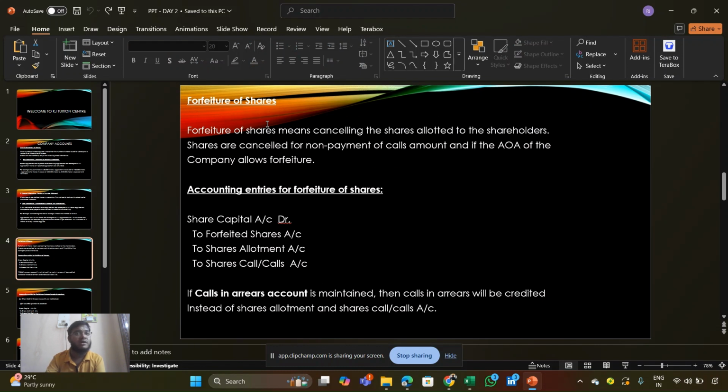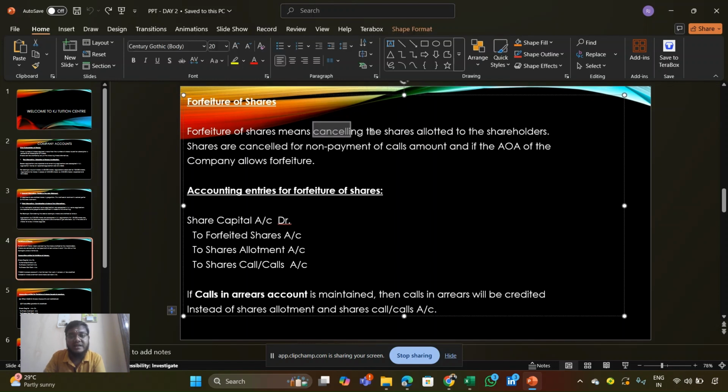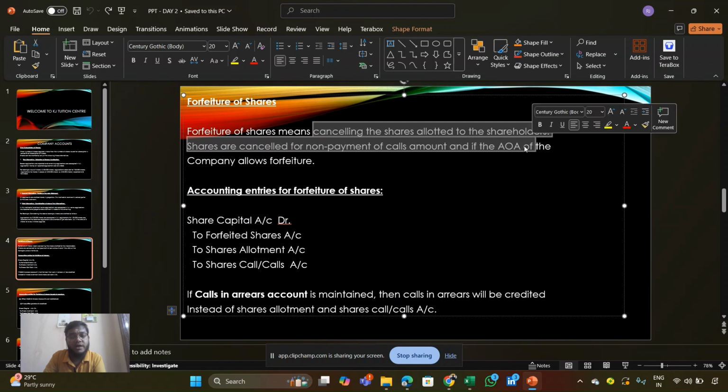For example, the application is allotted. Okay. Allotment is allocated for you. You didn't pay the first call. If you didn't pay the first call, whatever amount you have paid before, the whole thing will be rejected. The whole thing will be cancelled. That is the forfeiture of shares. So forfeiture of shares means cancelling the shares allotted to the shareholder.